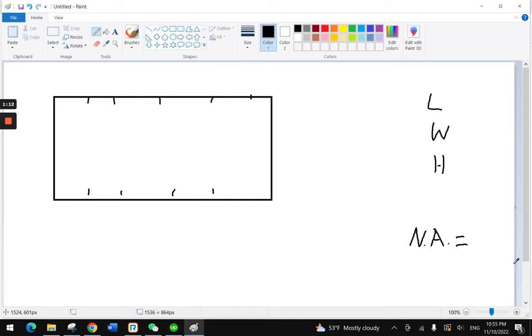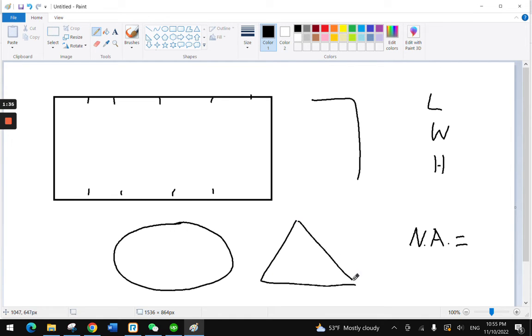Okay, now if your space is in like an irregular shape, you can also draw this for us, maybe an L shape or a circular shape or a triangular shape. Doesn't matter what the shape is, as long as we get the length, width, height, and the number of artworks that you have, along with some photos of the space.